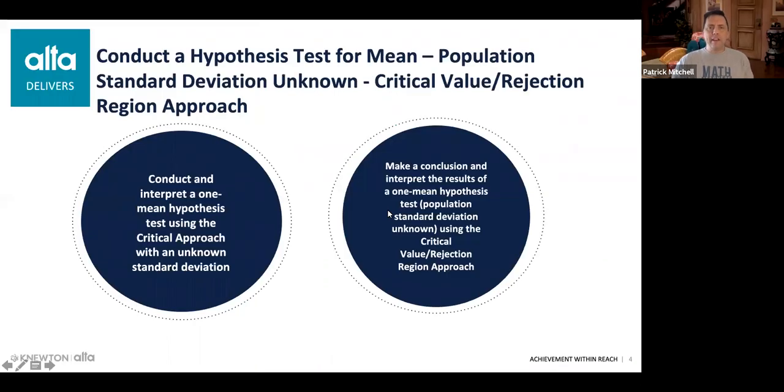And the objectives in this section are to conduct and interpret a one-mean hypothesis test using the critical value approach, that should say, with an unknown standard deviation, and make a conclusion and interpret the results of a one-mean hypothesis test, again, where the population standard deviation is unknown, using the critical value or rejection region approach.